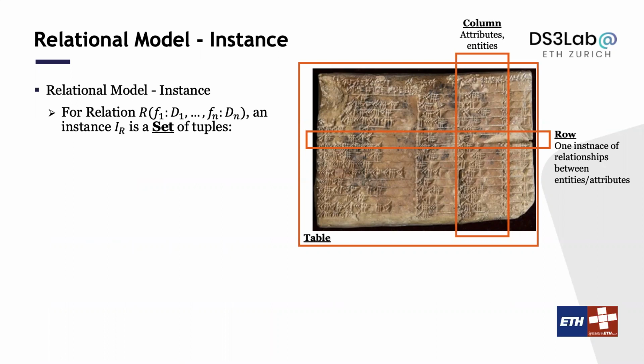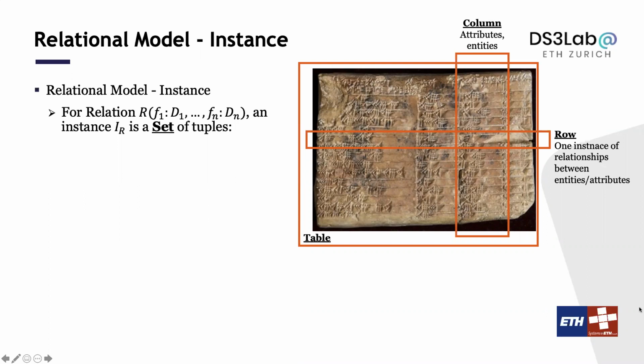looks like this. If you give me a relation R with n attributes, f1 to fn, and each one of them has domain d1 to dn, okay? So this is what we are trying to say by this notation. I have a relation with name R with n attributes. Each one of these is the name of the attributes. This is the domain of the attribute.